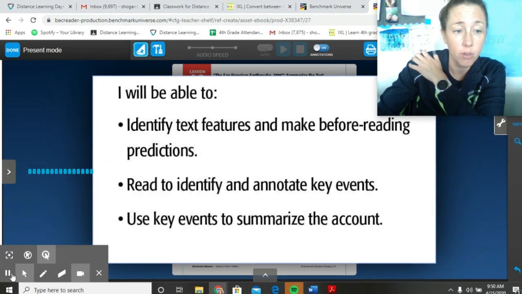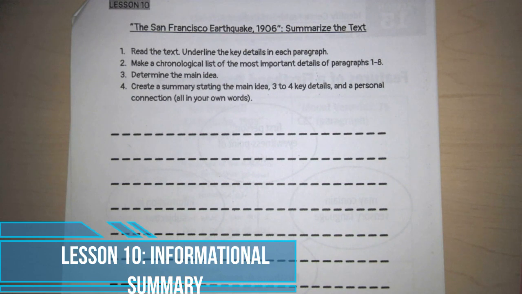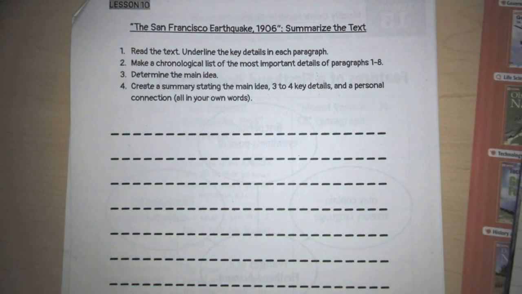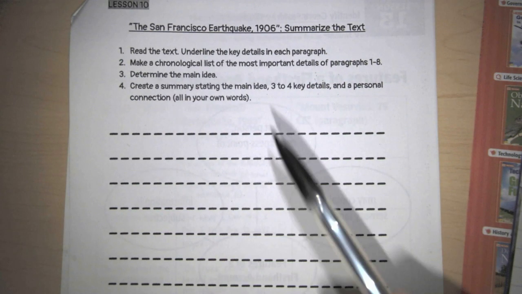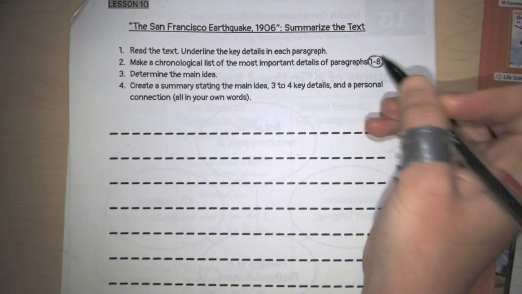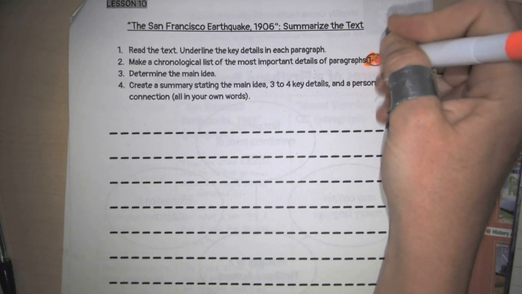So let's get started. Here we go. Today's assignment is using the San Francisco earthquake, an eyewitness account, to do the following. We're going to read the text. We're going to underline the key details in each paragraph. Make a chronological list of the most important details of paragraphs 1 through 8. That's the key there. We're not rereading the whole thing. For this assignment, only 1 through 8. Determine the main idea and create a summary.